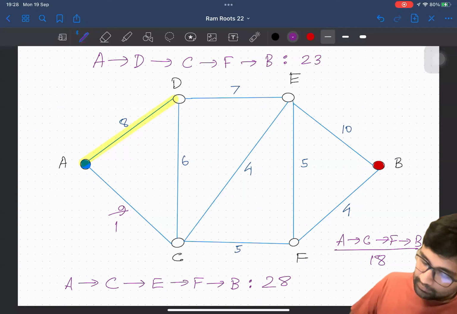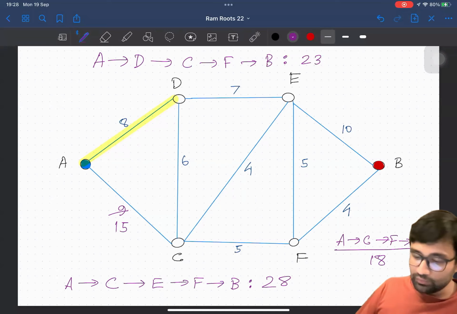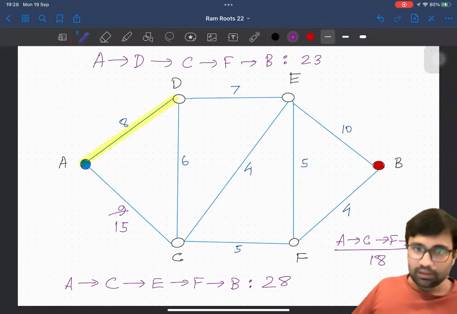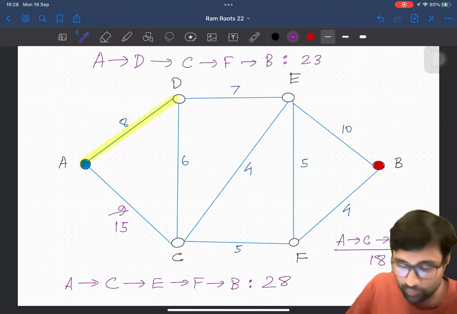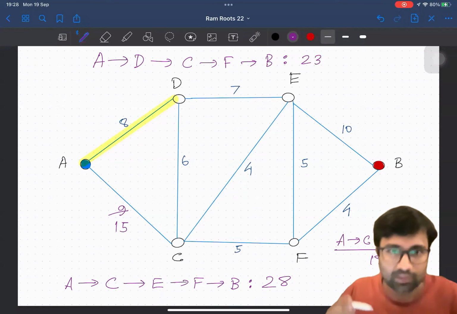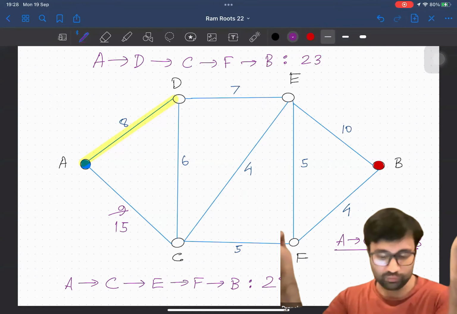It is 15 minutes. Then it is better to go A to D to C to F to B, right? Yes, sir. So depending on how much time it takes, for example, if there is too much traffic on one road, then you naturally have to take a different road, right? Yes. See, the only issue is that there are lots of possibilities.